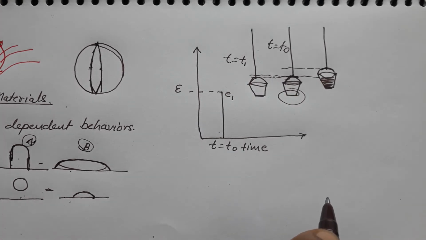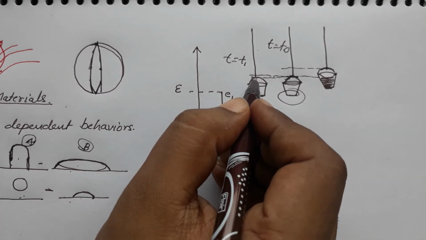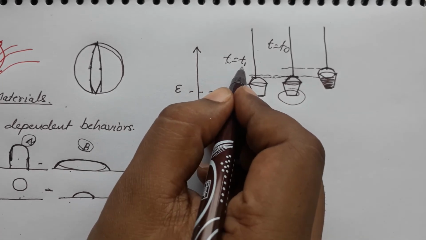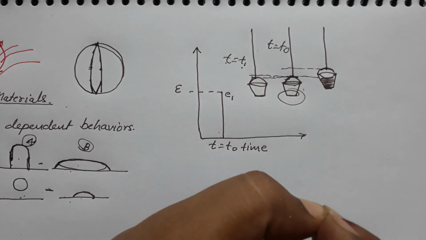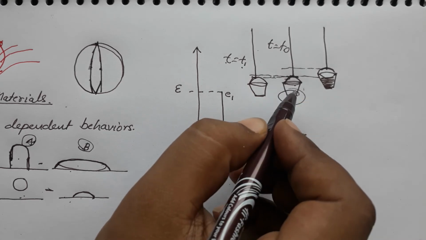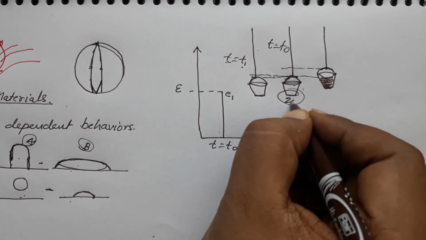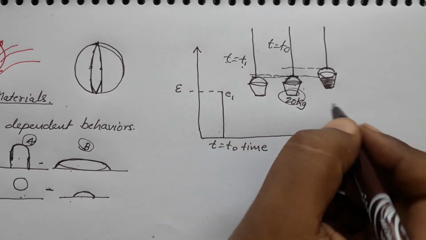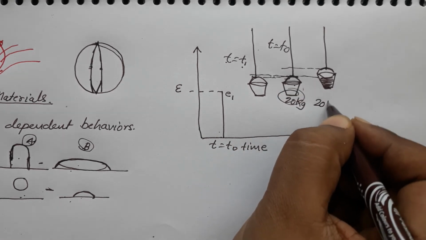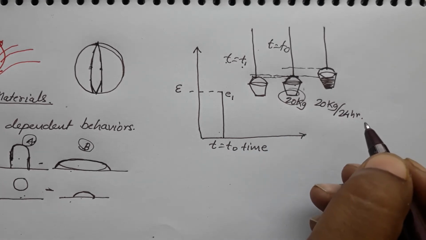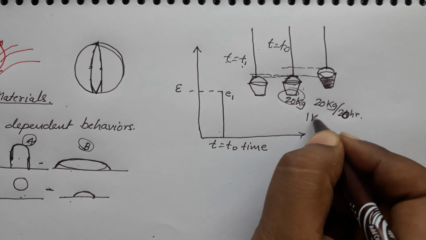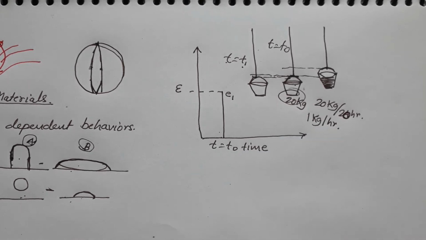You have given it some time, the load is same, you are not changing it, so the material has deformed more. You will get the same amount of strain what you get at t is equal to t1 if you apply this load in the first place very slowly. So, you put this bucket and you leave it. So, let us say if it is 20 kg, then you apply the load in 20 kg in, let us say, 24 hours, okay, or let us say 20 hours. So, you apply 1 kg in each hour.